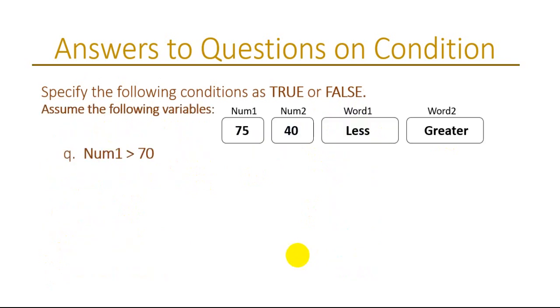Now here we have variables: num1, num2, word1 and word2 are the 4 variables. Their contents: num1 contains 75, num2 contains 40, word1 contains the word less, word2 contains the word greater. So now the first question is num1 greater than 70. When you say num1, there are no double quotes here, so we are referring to a variable, this variable. Num1 is actually 75. Right? So now we have greater than 70.